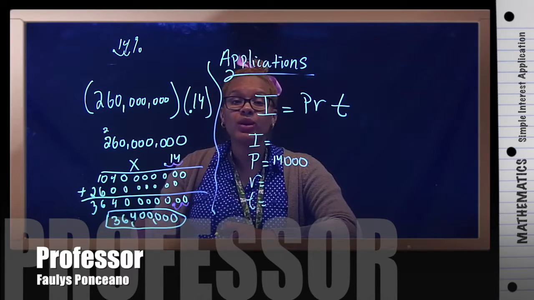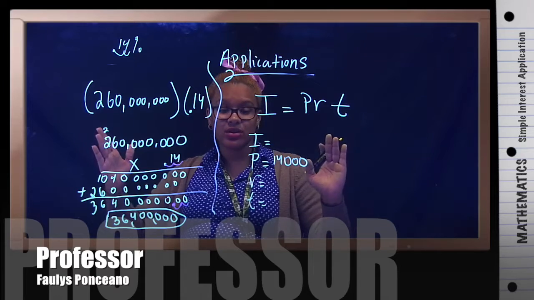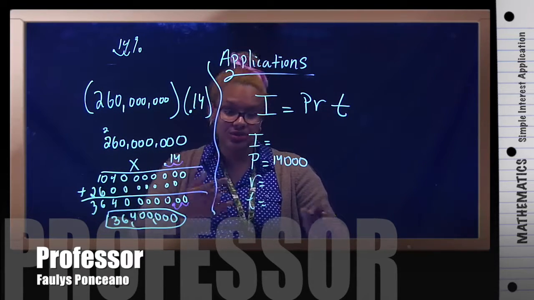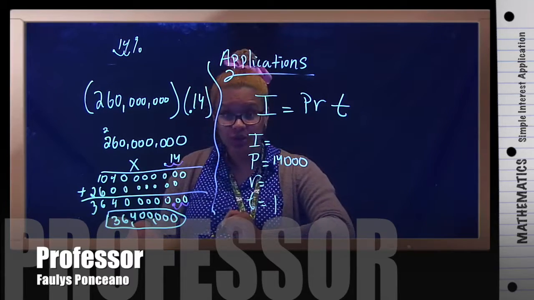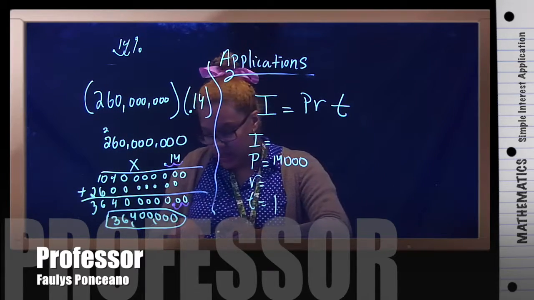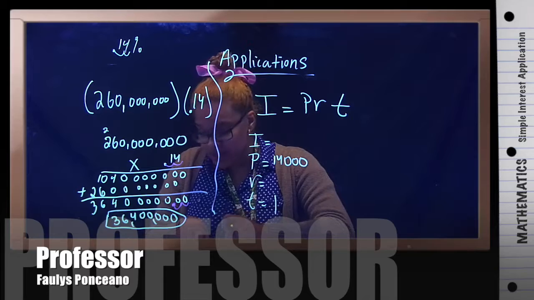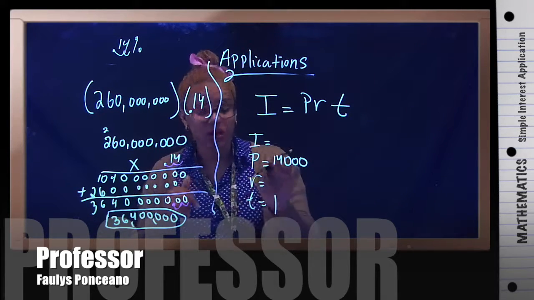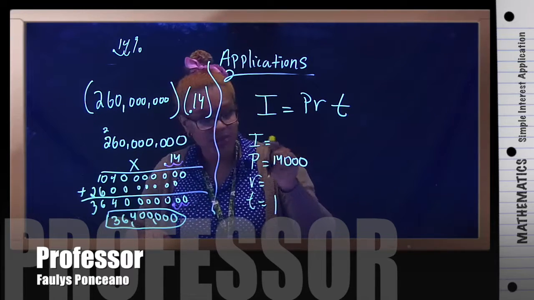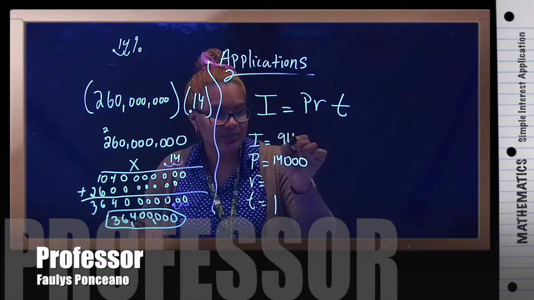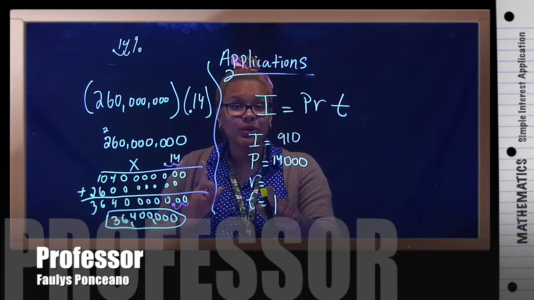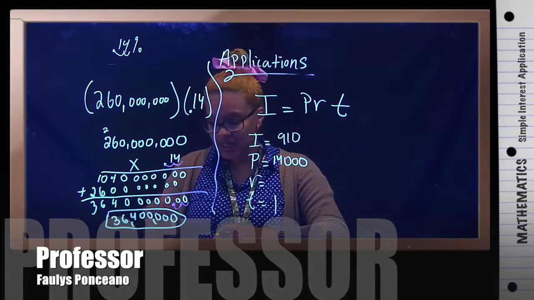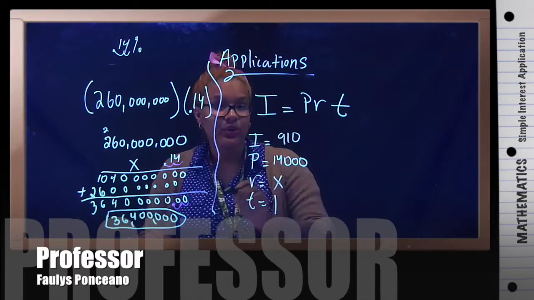At the end of 1 year. So at the end of 1 year, that's T. In this formula, T is always in years. So it's 1 year. At the end of the 1 year, they receive an interest payment of $910. The interest earned on the bond. So it's I, 910. Okay, so what we don't know is the rate. And the question asks, what is the simple interest rate? This is what we don't know.